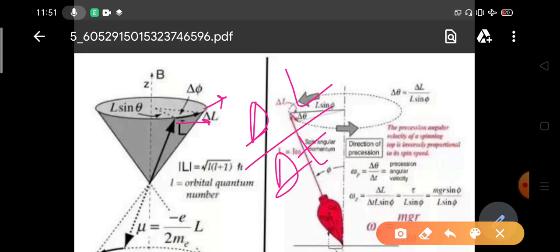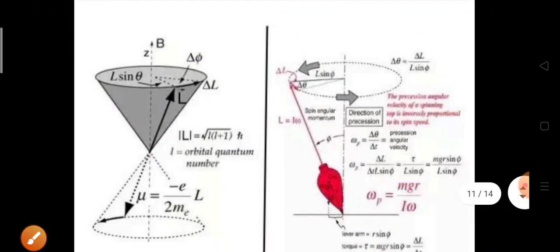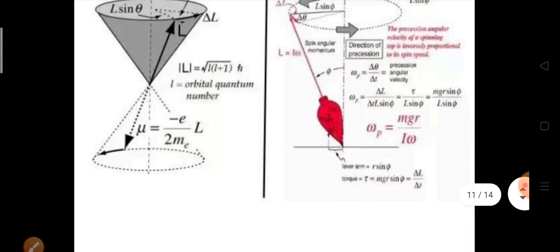Whenever it is producing a change with respect to time, the change is going to be along the direction, not the magnitude. So this is precessing about the z axis of the external magnetic field. Whenever you apply an external magnetic field, the electrons will precess around the magnetic field, making a certain fixed cone. It is not random, it follows a fixed cone, which is decided by the quantum rule of space quantization.